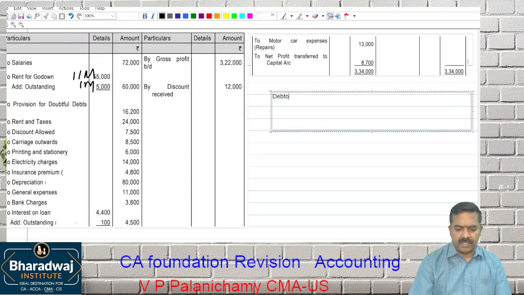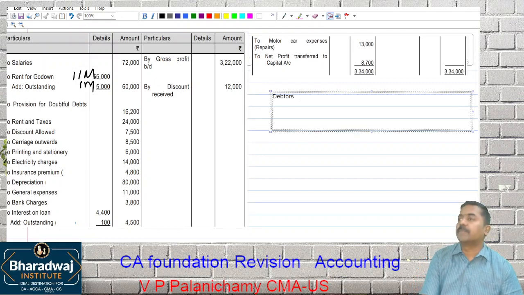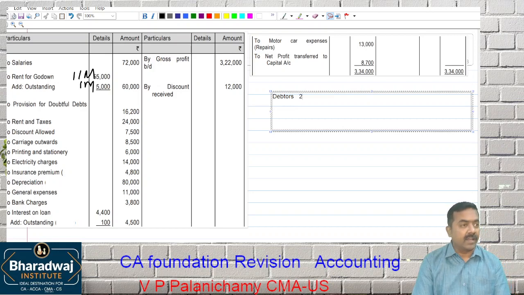What is the debtors balance given, Param? 2 lakh 80,000. Into how much did they ask you to maintain? 5%. 2 lakh 80,000 into 5%.